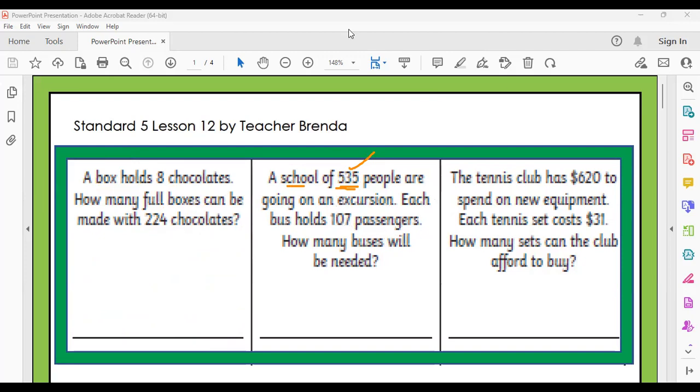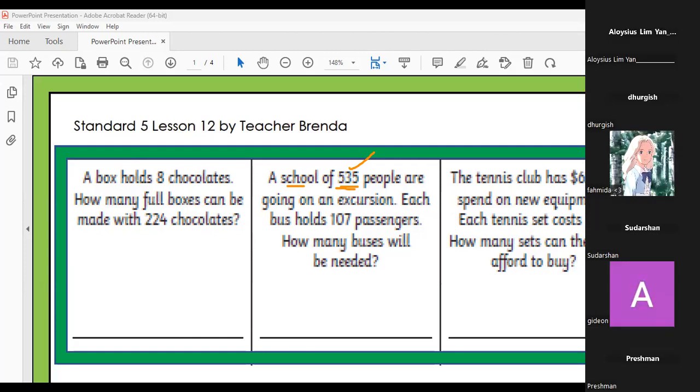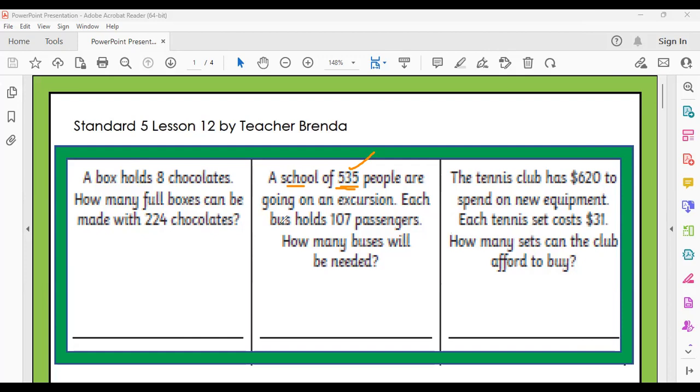Please, this time you must be honest and tell me who doesn't understand the question. Raise up your hands. Who doesn't quite understand the question? Hi, Sudarshan. Good morning. Who doesn't understand the question? Okay. So again, as I told you, oh, Hajita, you don't quite understand? All right, Preshman, okay, good. Never mind. So listen carefully. The story goes like this.